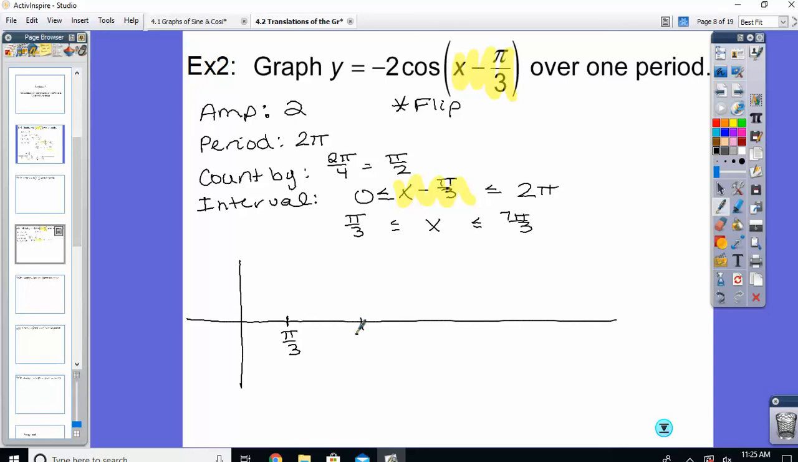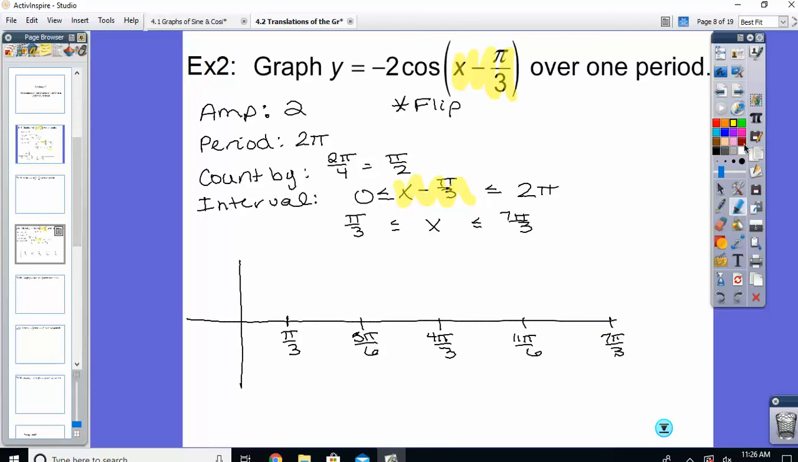Come on, somebody say it out loud. What are you getting when you add those? 5 pi over 6 plus pi over 2 gives us 8 pi over 6, or 4 pi over 3. Plus pi over 2, we get 11 pi over 6. Plus pi over 2, it'd be 14 pi over 6, which is 7 pi over 3.